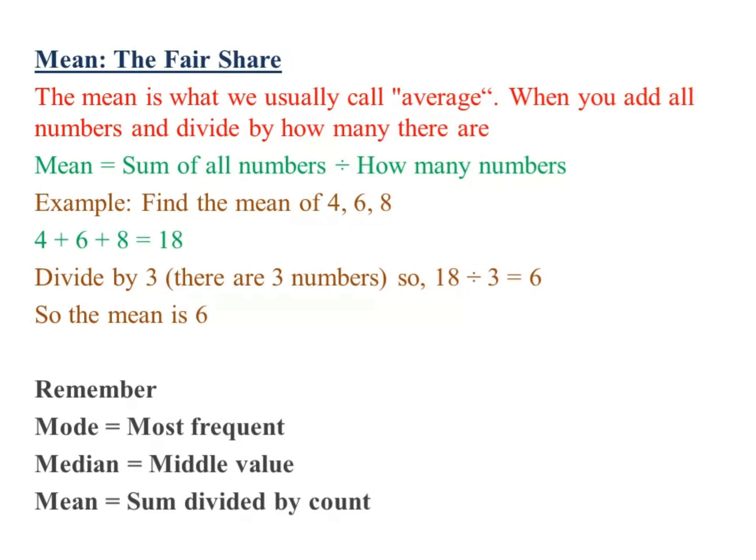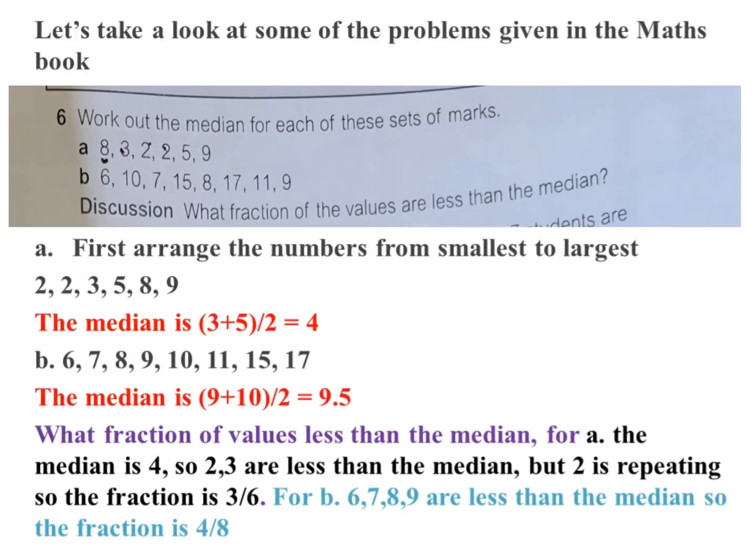So kids, don't forget to keep in mind that mode is the most frequent number, median is the middle number when the number set is in order, and mean is the sum of the number set divided by how many numbers are in the given number set. Since we have come to understand all these three concepts, now we will look at a few problems given in the first lesson to see how we can find the solutions.